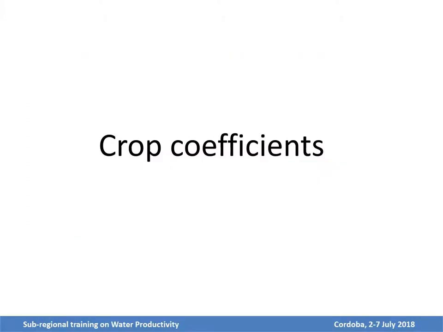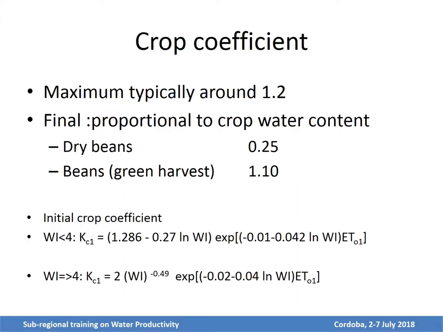The other component of the calculation of evapotranspiration is that related to the crop coefficient. The crop coefficient is the ratio of actual crop evapotranspiration and reference evapotranspiration. The maximum values are typically around 1.2. They are smaller for shorter crops and higher for taller crops.